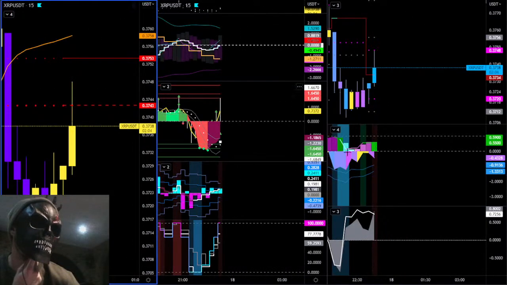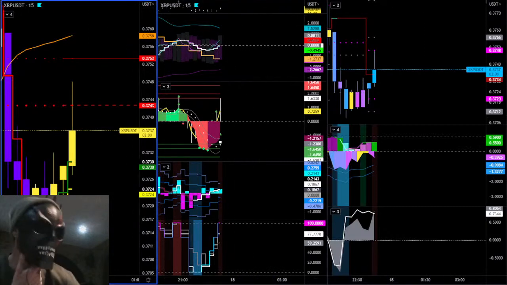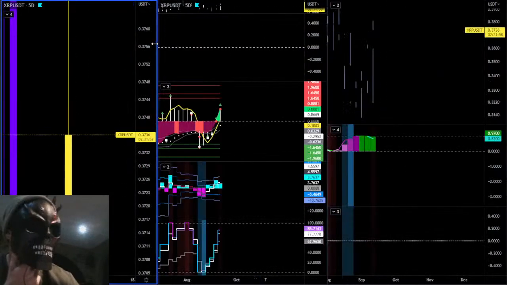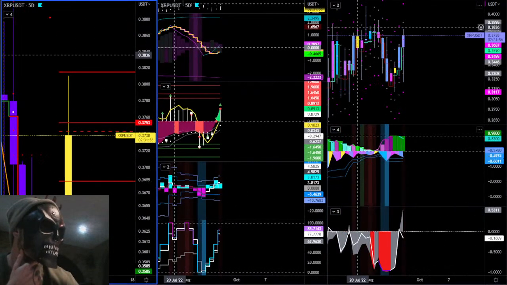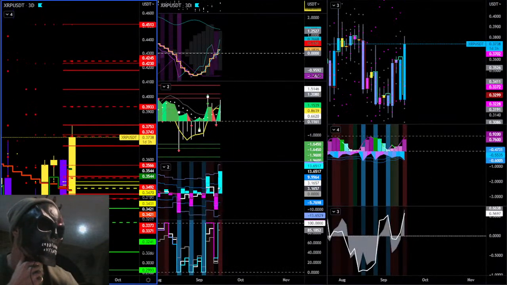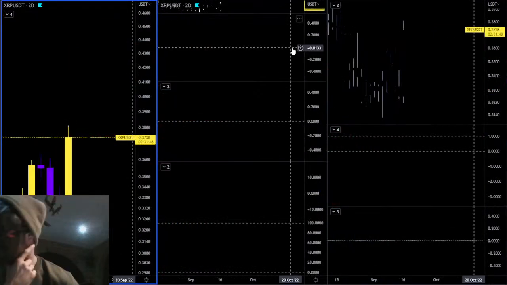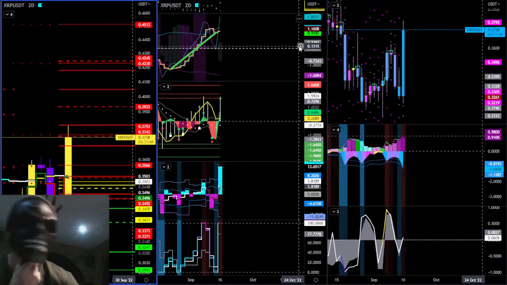Mean reverting, 15 minute. Ooh! Let me go see what the 5 days doing. Still sideways. Not enough pump to unsideways. A 3 day, still in its trend. That's at the orange line.